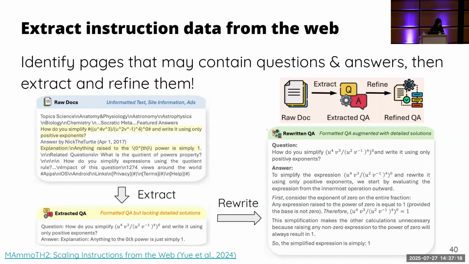So in this example, I think the retrieved web text looks like it's from Stack Exchange, or maybe Math Stack Exchange. You extract a question-answer pair from it, and then you rewrite it. The answer now has step-by-step reasoning, so it's valuable for instruction tuning.